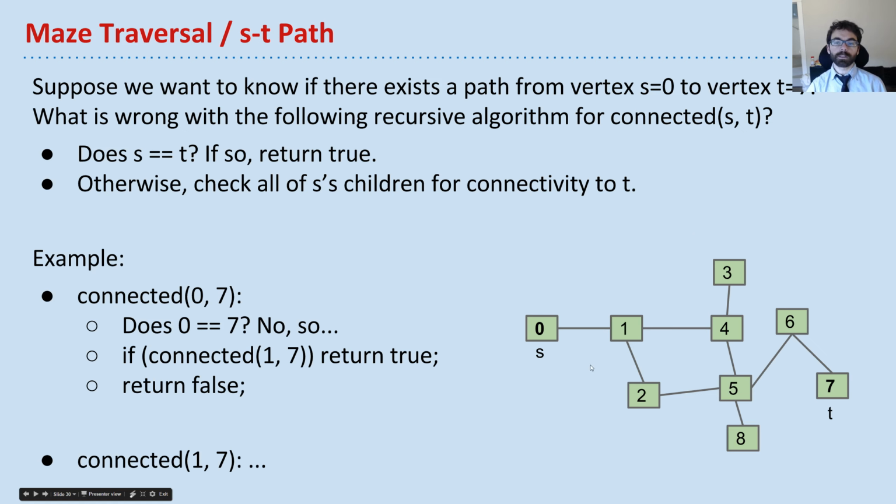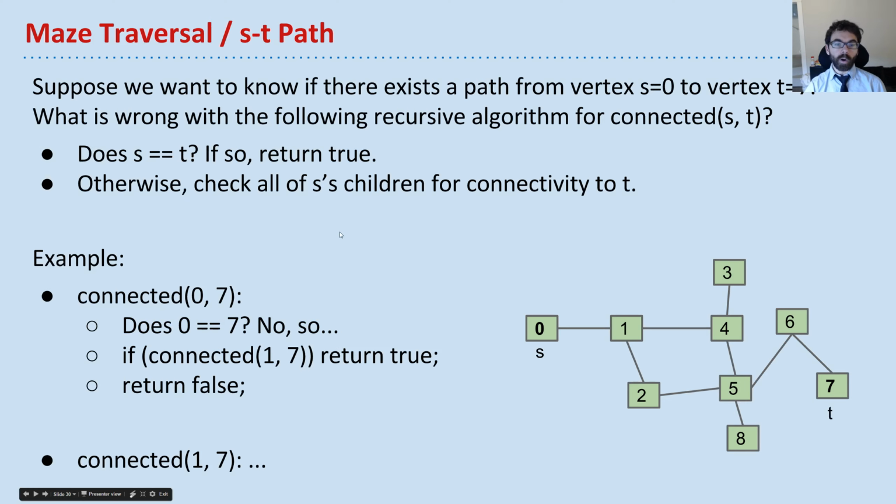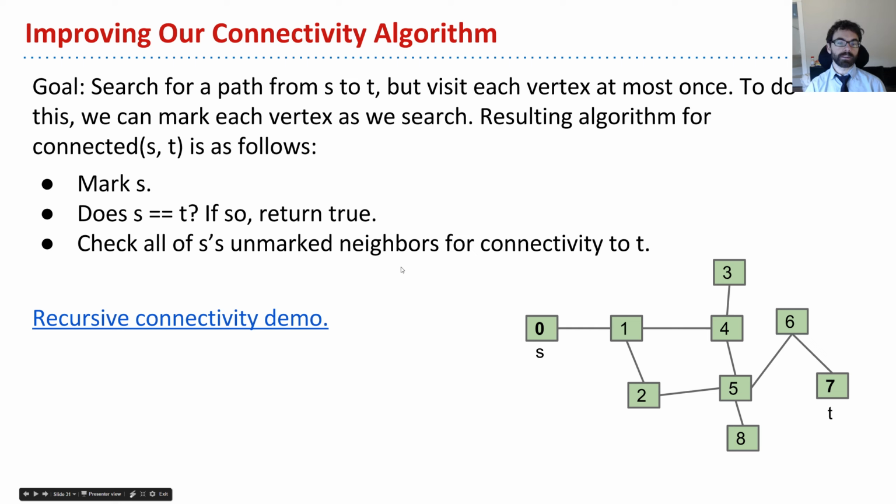And so that can actually generate, in this case, an infinite number of calls. We can get into an infinite loop in the worst case. And in the best case, maybe it works, maybe it doesn't. You'd have to think more carefully. But it's going to be incredibly inefficient because we keep revisiting vertices over and over and over. So we want to avoid that problem. So what we're going to do is change things up just a little and say mark S. Then the magical step will be, rather than checking all of S's neighbors, we're going to check only the unmarked ones.